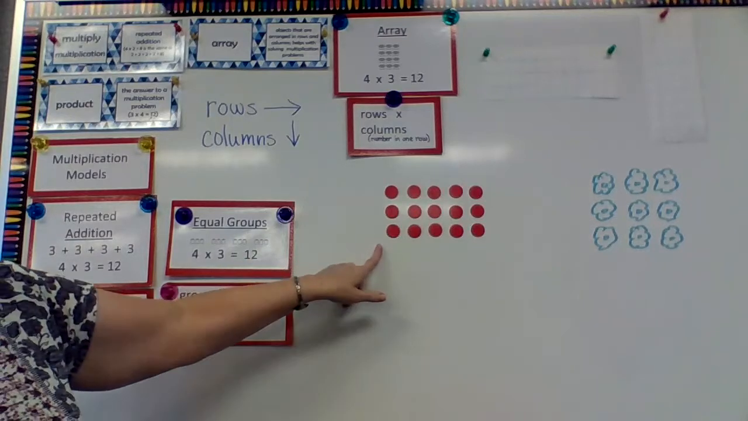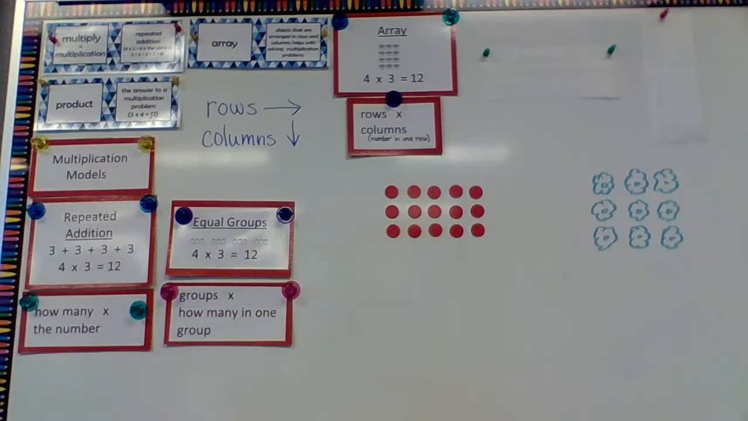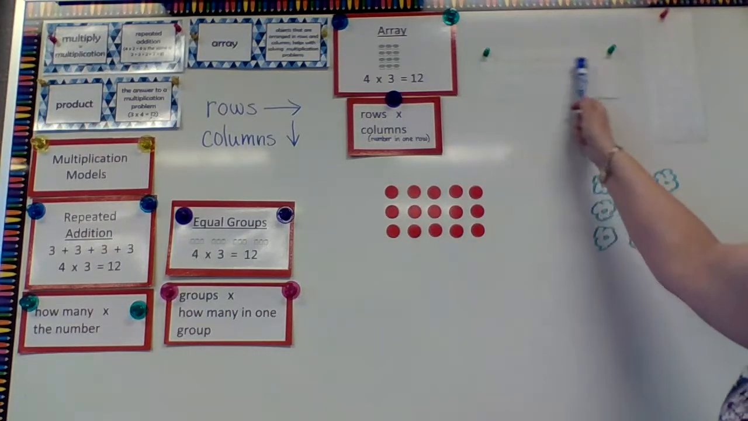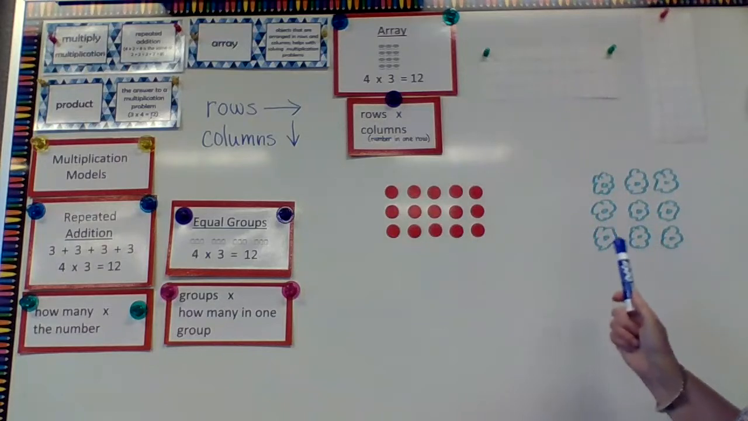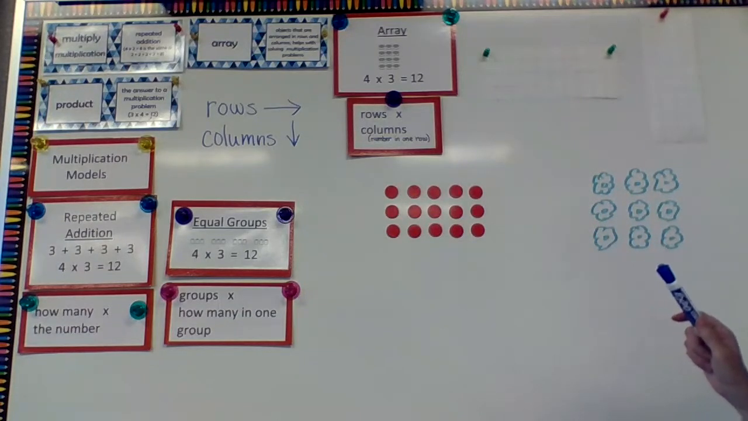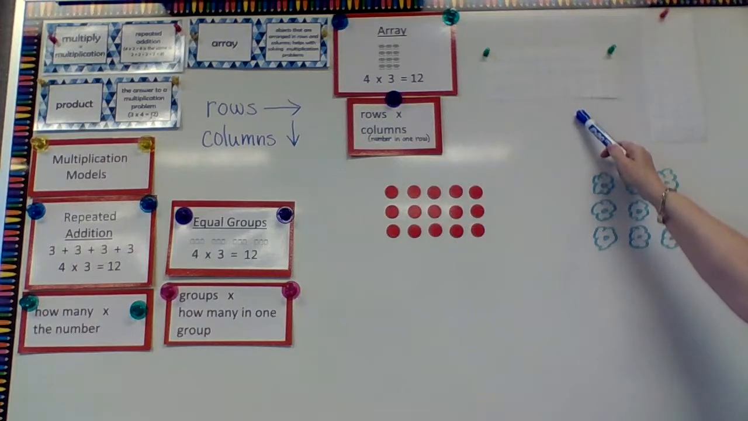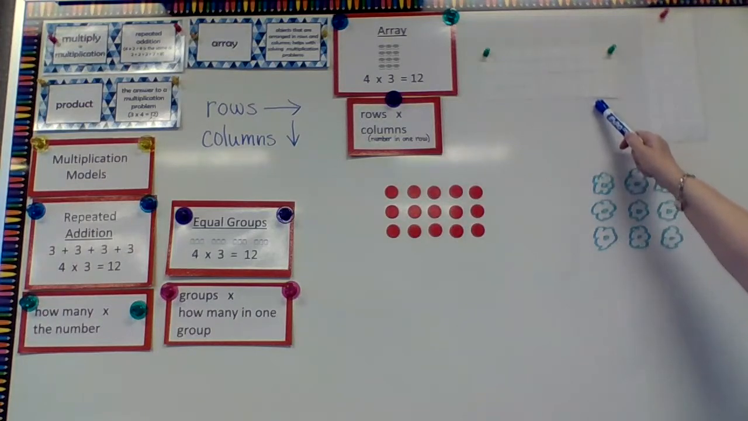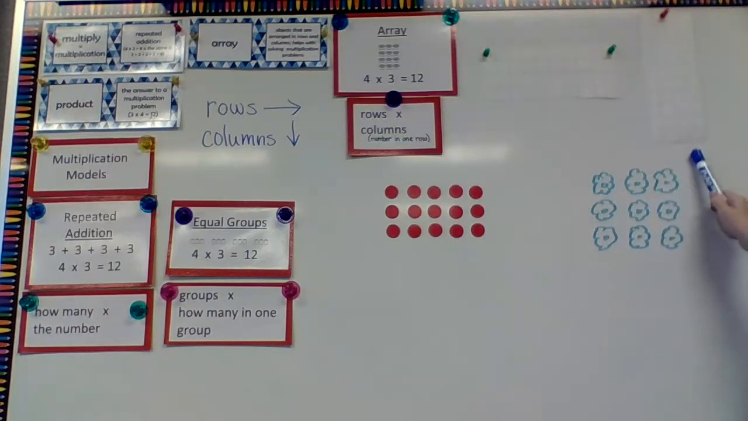All right, so let's look. Here's an example of an array. These flowers are an example of an array. Now, it may be a little hard to see, but this is called grid paper, and we've used grid paper for several things. The grid paper shows rows and columns of squares. So does this grid paper.